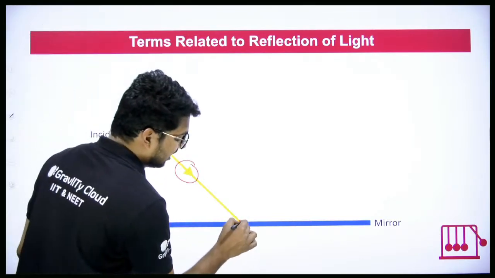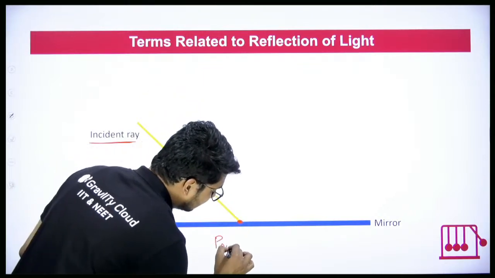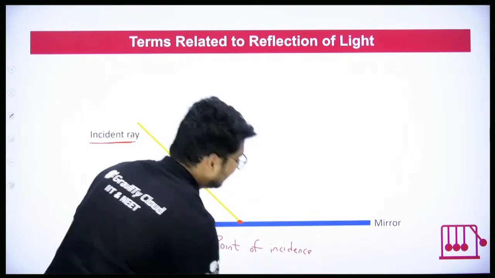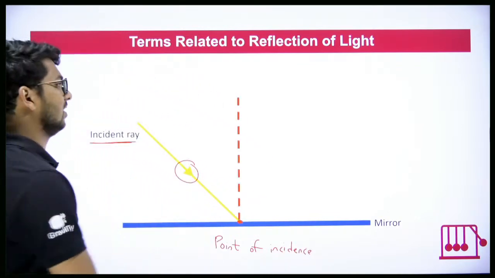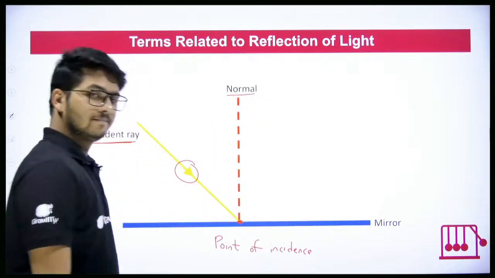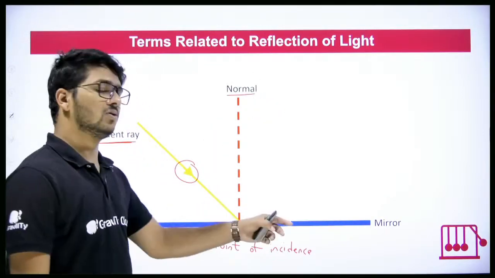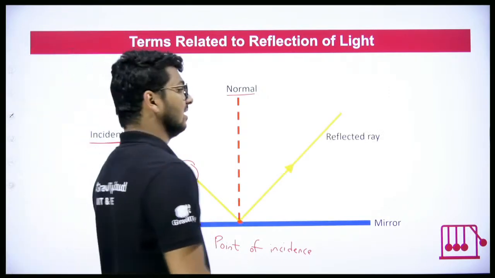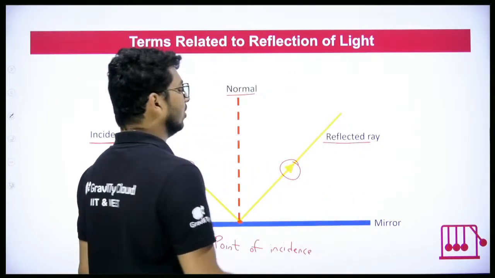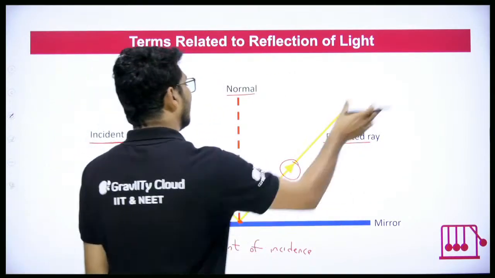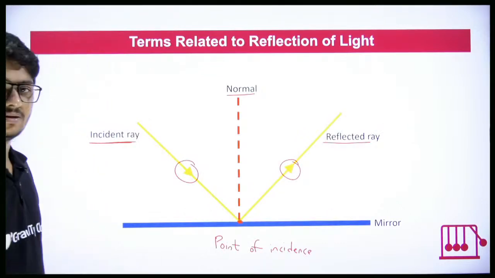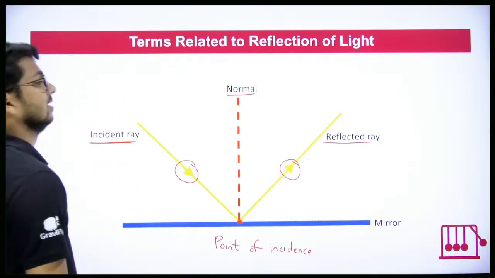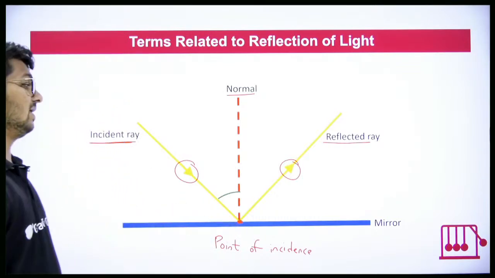Then this point here is called as point of incidence. What is it called as? Point of incidence. And what is this line? You know that it is normal. It is just an imaginary line drawn perpendicular to the mirror. Then this is what? Reflected ray. And look at the arrow. In which direction is the arrow? It is going away after reflection. Right? So that is the reason why it is reflected ray.